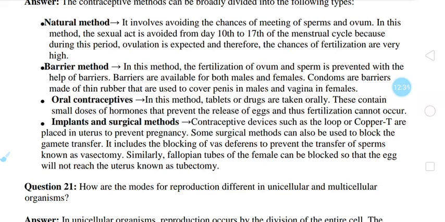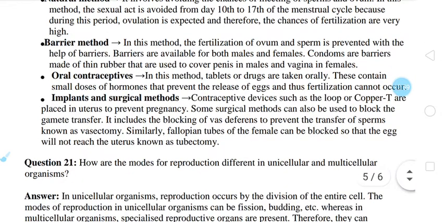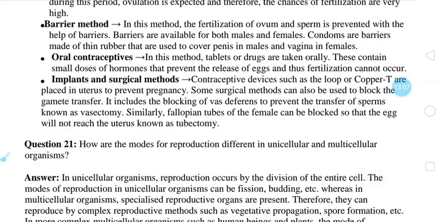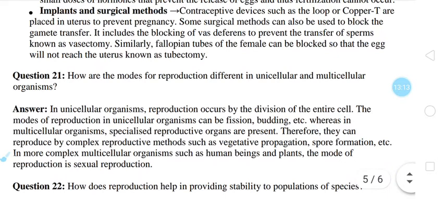Implants and surgical methods is the next. Contraceptive devices such as the loop or copper-T are placed in the uterus to prevent pregnancy. Some surgical methods can also be used to block this gamete transfer. It includes the blocking of the vas deferens, called vasectomy, but it is a permanent method. Similarly, the fallopian tube of the female can be blocked so that the egg will not reach the uterus, known as tubectomy. So vasectomy in males, tubectomy in females.